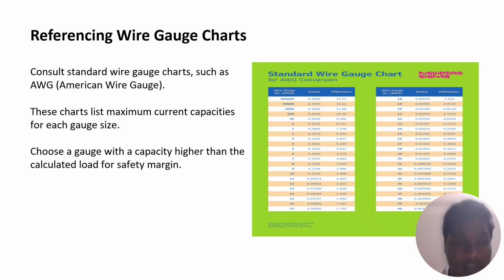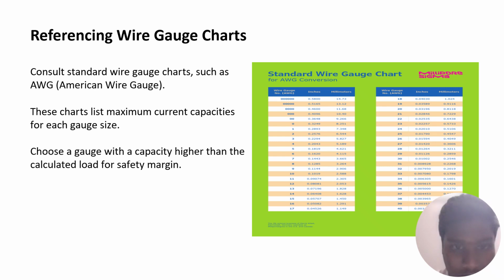Referencing wire gauge charts. Consult standard wire gauge charts such as AWG, American Wire Gauge. These charts list maximum current capacities for each gauge size. Choose a gauge with a capacity higher than the calculated load for safety margin.